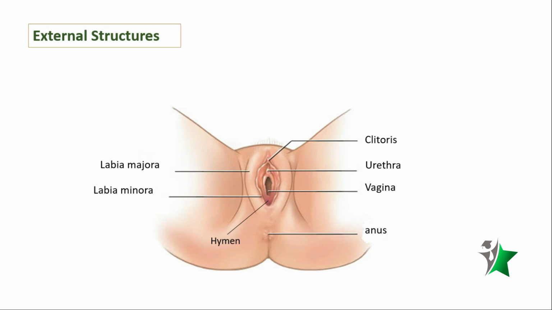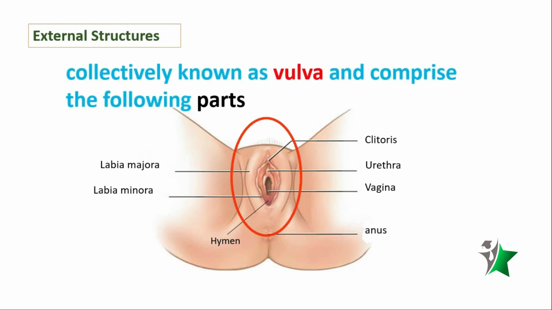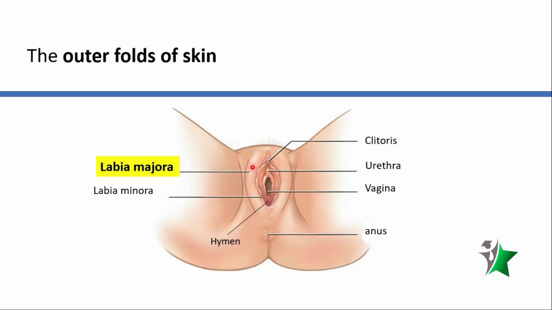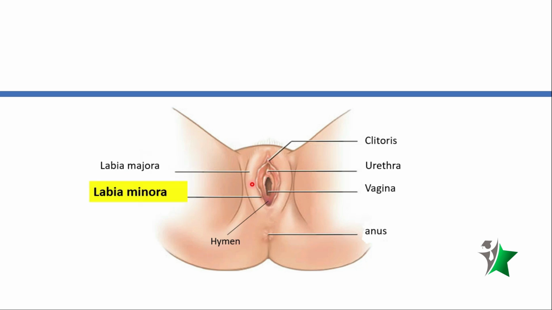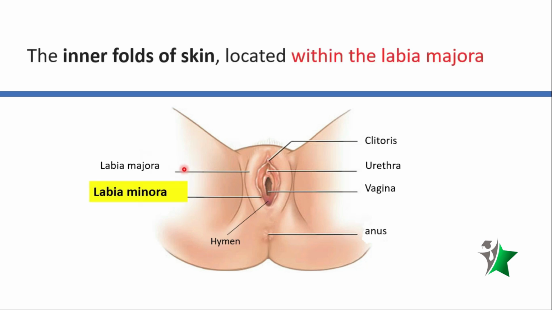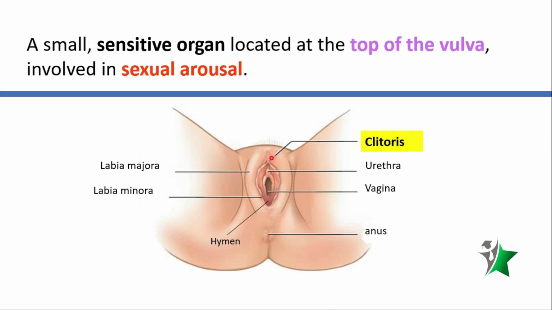The external structures of the female reproductive system, collectively known as the vulva, are comprised of the following parts. Labia majora are the outer folds of skin. Labia minora are the inner folds of skin located within the labia majora. The clitoris is a small sensitive organ located at the top of the vulva, involved in sexual arousal.